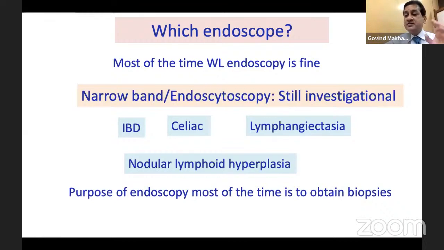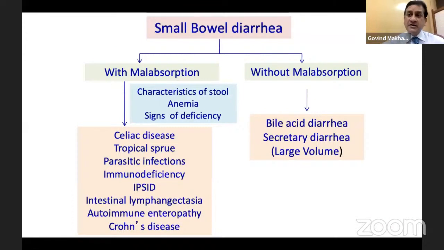And the purpose of endoscopy is not only to see, but most important, to obtain biopsies. Now, if your clinical inquiry suggests that this patient has small bowel type diarrhea, it could be with malabsorption or without malabsorption. With malabsorption, these are the causes. I think all of us know about these causes. And without malabsorption is bile acid diarrhea or secretory form of diarrhea.